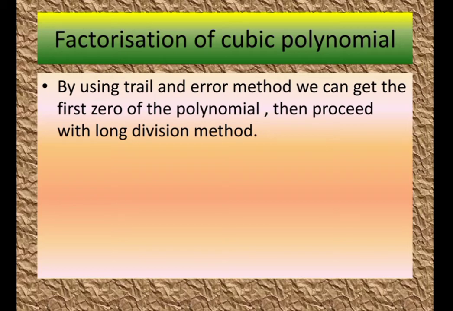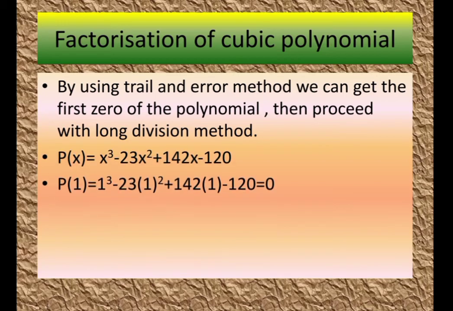We can substitute any value, that is 1, 2, minus 1, minus 2, like that we have to substitute. For which value the given polynomial is equal to 0, we have to find using the trial and error method. Then we can identify the first factor of the polynomial. Then the remaining thing we have to find using the long division method.